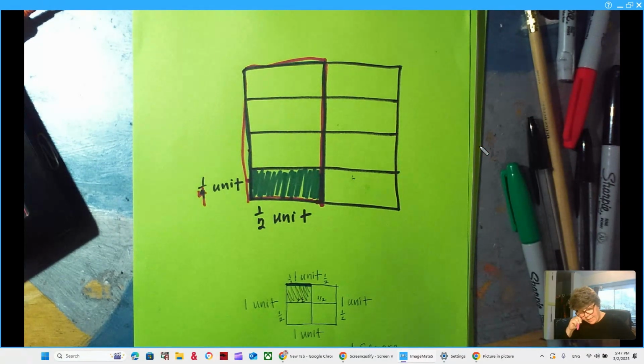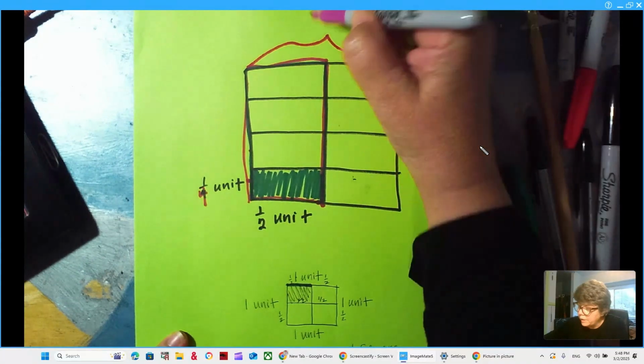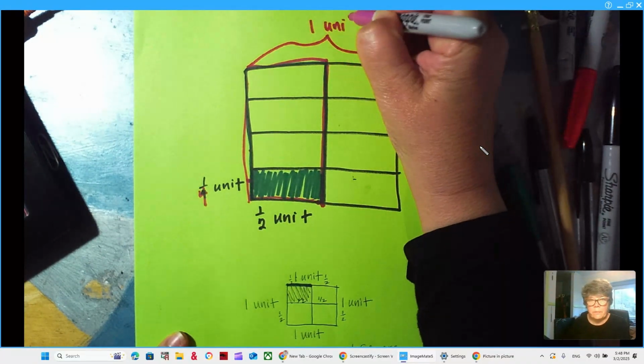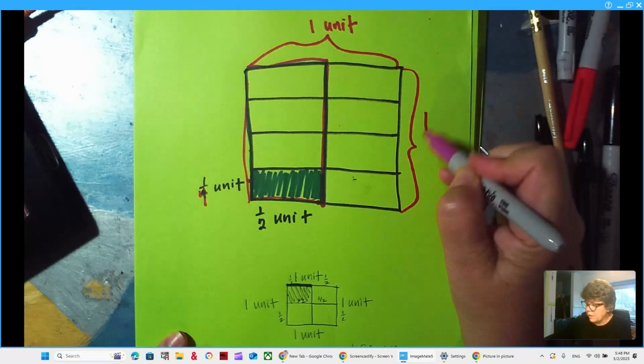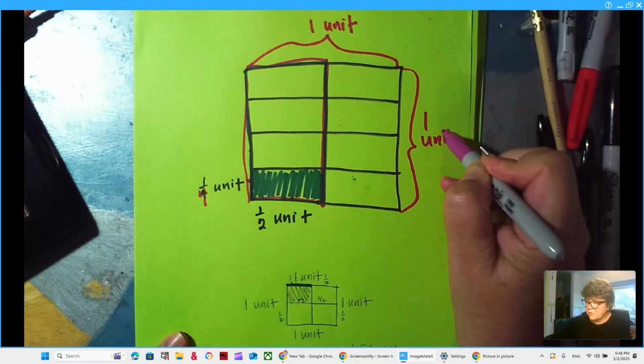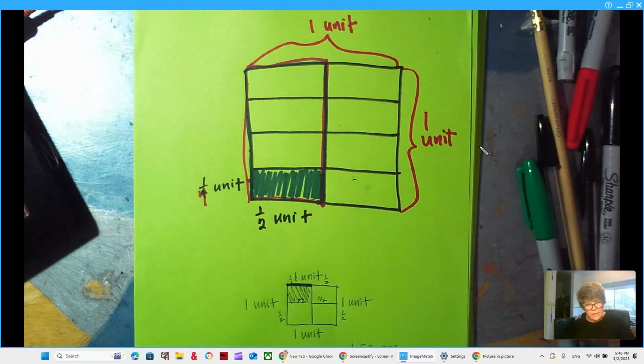So now we have 1 unit by 1 unit. Do you see that? This is 1 whole, 1 unit. And I'll put it over here just to make it clearer. This is 1 unit. And this is 1/4 of it. And this is 1/2 of it, right? This might be making you think back to module 3 when we were talking about multiplication of fractions. And we were doing this same kind of thing, right?